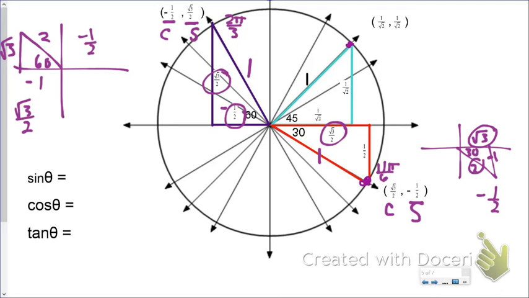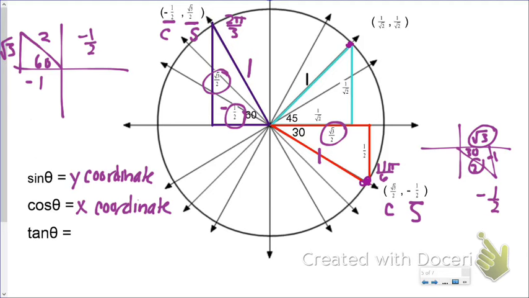So on your unit circle, the sine of an angle corresponds to the y-coordinate of that point. The cosine corresponds to the x-coordinate. So then we need to figure out what about tangent. What about tangent? So what we can do is go back to looking at that triangle.